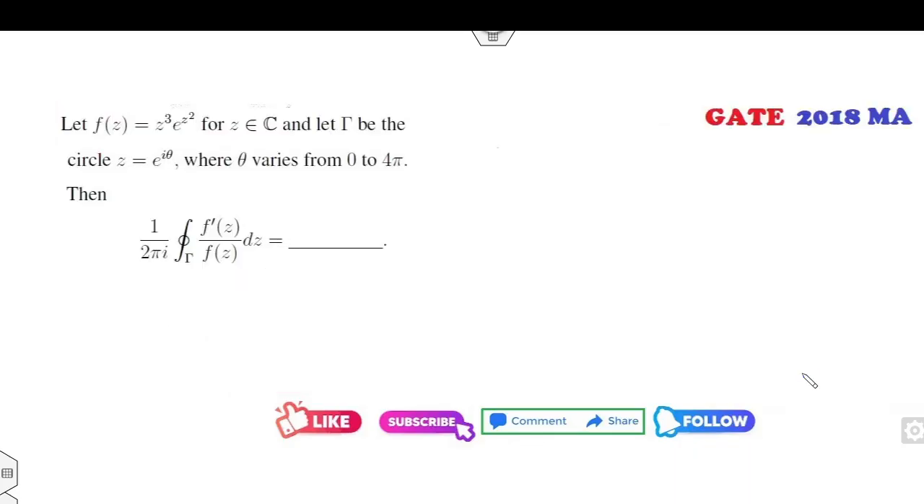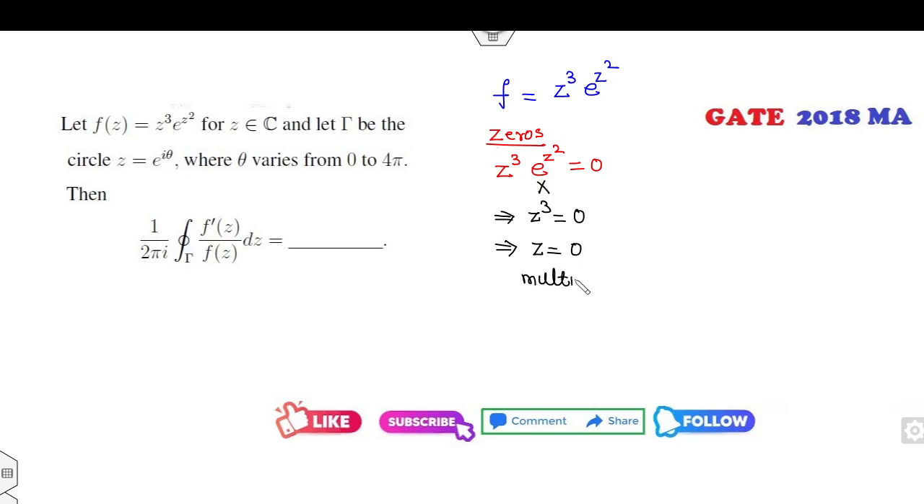Now look at the next one, from a CSIR NET or GATE examination paper. Again, your target is f dash over f. Your f is z cube times e raised to power z square. Can you find the zeros? Clearly, the zeros satisfy z cube e raised to power z square equal to 0. But we all know that e raised to power z square can never be 0. That means z cube is 0, which implies z is equal to 0 with multiplicity 3.